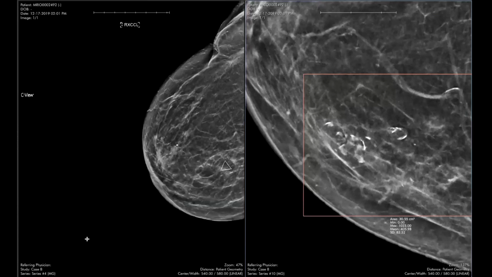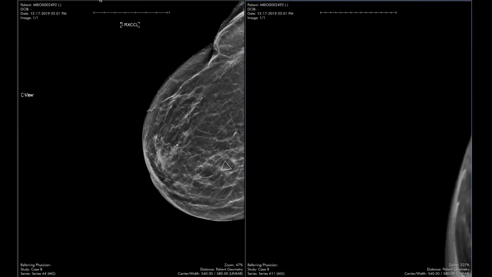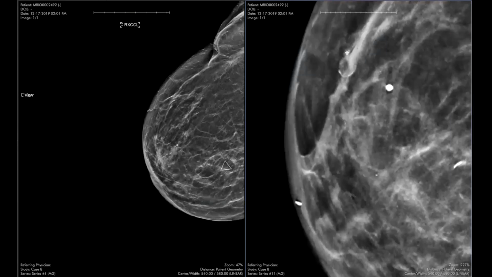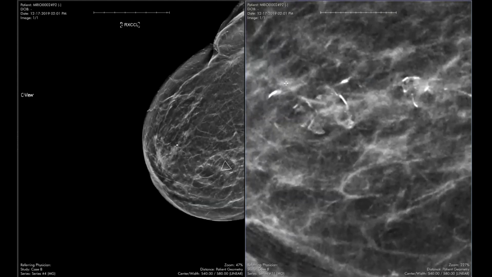So here's our initial MLO view, and then our follow-up MLO view. Let's zoom in on that finding again. You can see here these curvilinear calcifications that seem to border on areas of fat. This looks very typical for fat necrosis. So at this 3-month follow-up, we feel confident that these changes we saw in the breast are due to the car accident that the patient had, and we can now give this finding a BI-RADS 2.